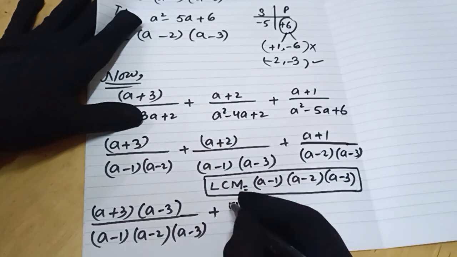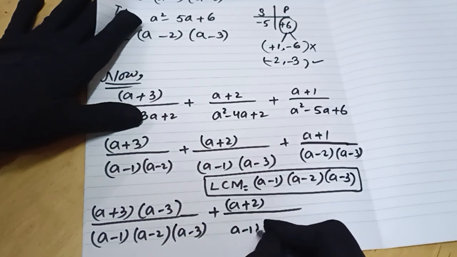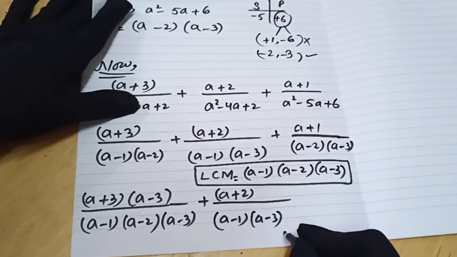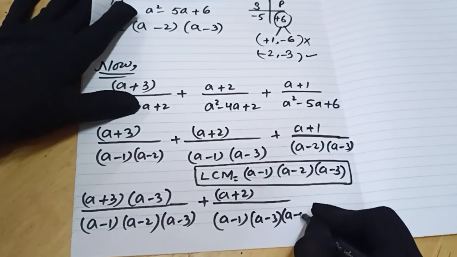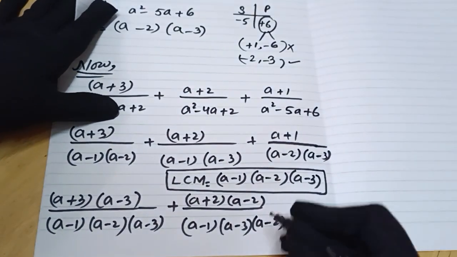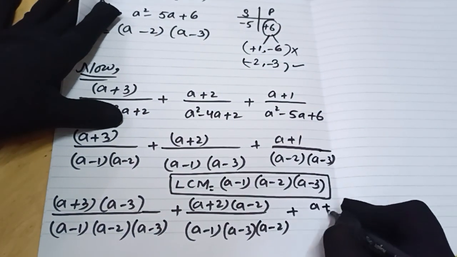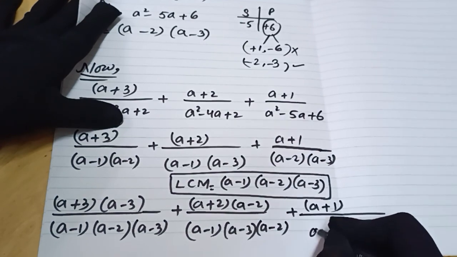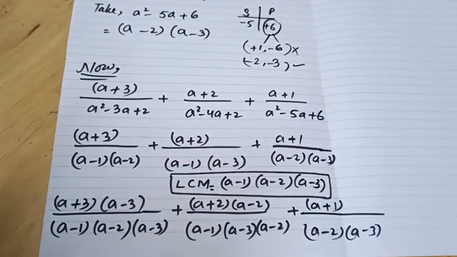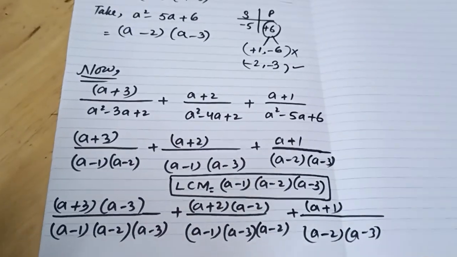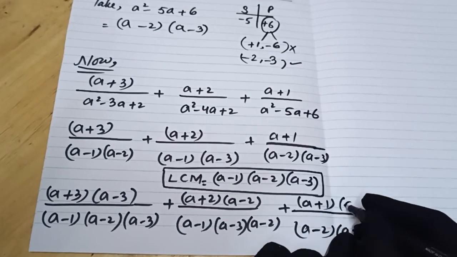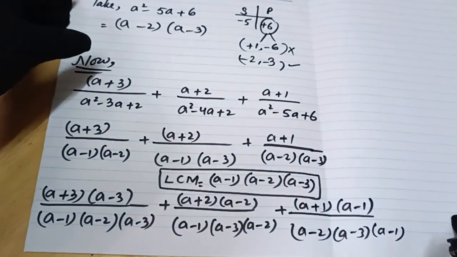Now the second term, a plus 2 over a minus 1, a minus 3. A minus 1 is here, a minus 3 is here, a minus 2 is missing. So we have to multiply and divide by that also. Next, the last term, a plus 1 divided by a minus 2, a minus 3. A minus 2 is here, a minus 3 is here, and what is left is a minus 1. So a minus 1 up and down.